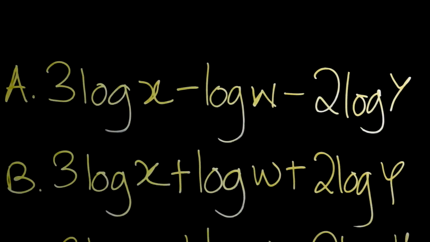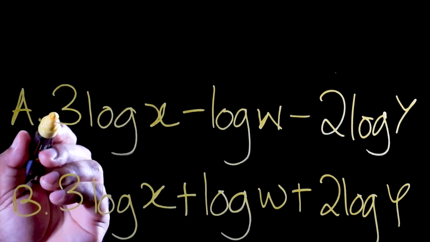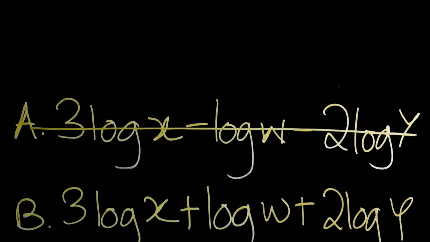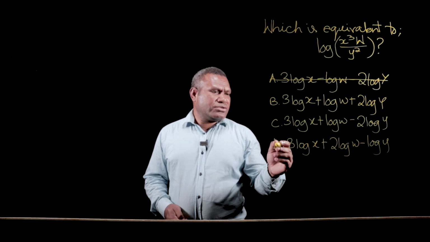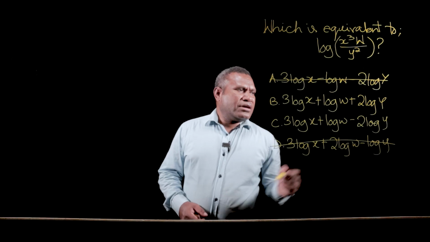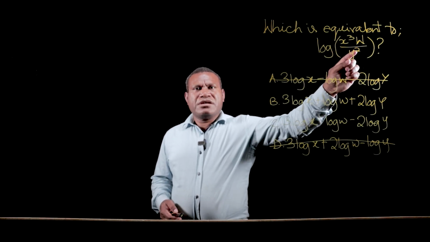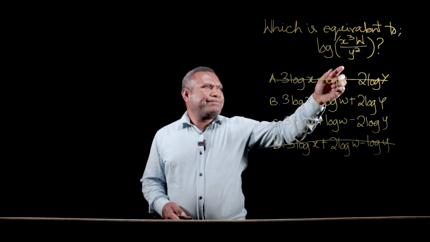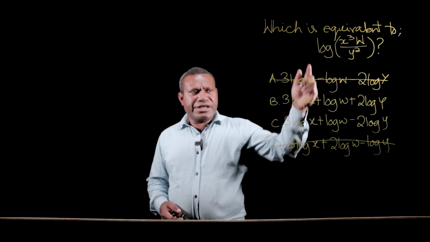Looking through the alternatives, I see a minus there, so I can already exclude this alternative. I see that I don't have a 2 here, so in this case I can cancel this already. The last thing is, when we have a division, that will change to a subtraction, just like multiplication gives us addition.